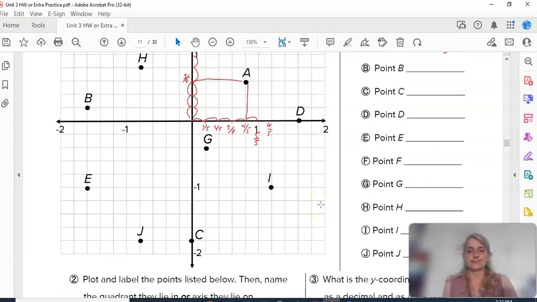Oh, let's do C. C, I start at my origin. I am not moving to the left or to the right to get to this point C. I am moving nowhere. That nowhere is a 0. I am moving down though.